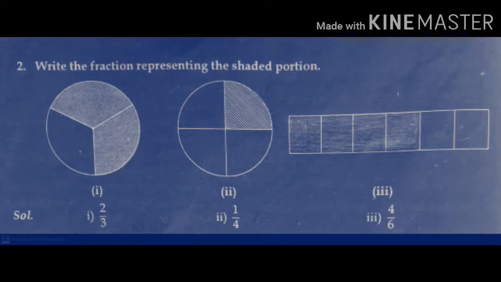Second question, write the fractions representing the shaded portion. The first figure indicates 2 by 3, because here 2 parts are shaded and the total parts of the figure is 3 parts. Second picture, shaded part is 1 and total parts are 4 parts, so we can write 1 by 4. Third figure indicates 4 by 6, because here 4 parts are shaded and total parts are 6.